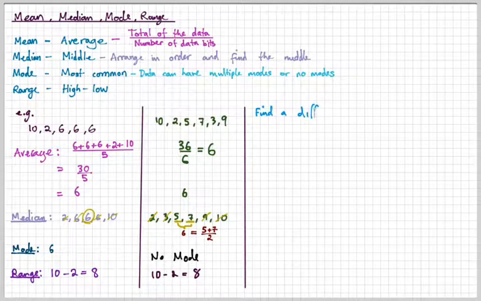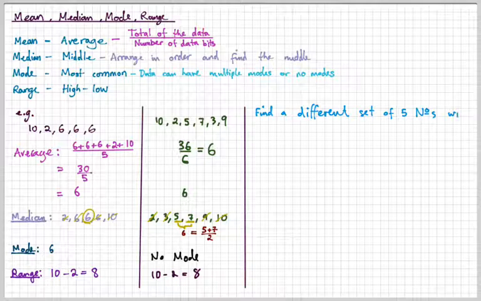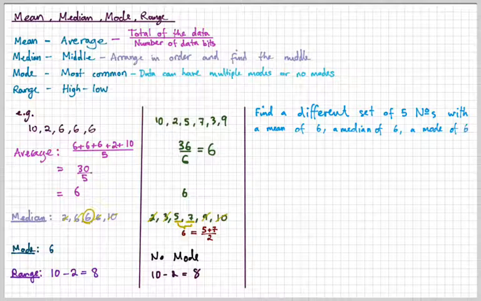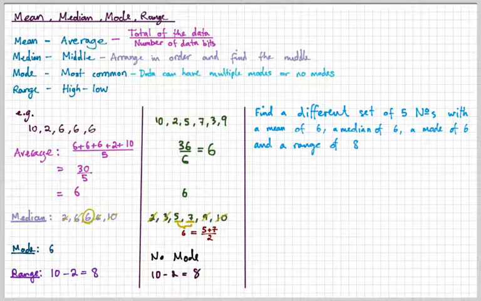Right, new question. We're going to find a different set of 5 numbers with a mean of 6, a median of 6, and a mode of 6, and a range of 8. So if we look at the first set of numbers, 2, 6, 6, 6, 10, yeah, that's 5 numbers. The mean is 6, the median is 6, the mode is 6, and the range is 8. I want you to find a different set of 5 numbers. Okay, maybe try and pause the video and see if you can find a different set.